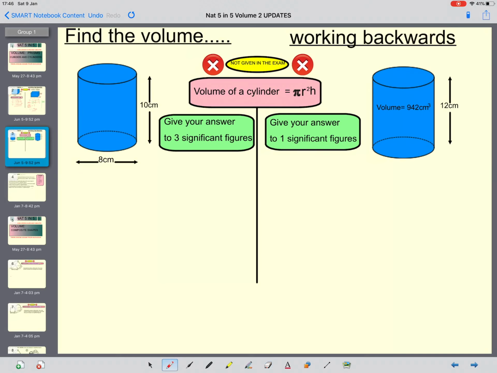Okay, so again, the volume of a cylinder is not given in the exam, and the formula for the volume of the cylinder is written here for us. You need to know this. It's pi r squared h.